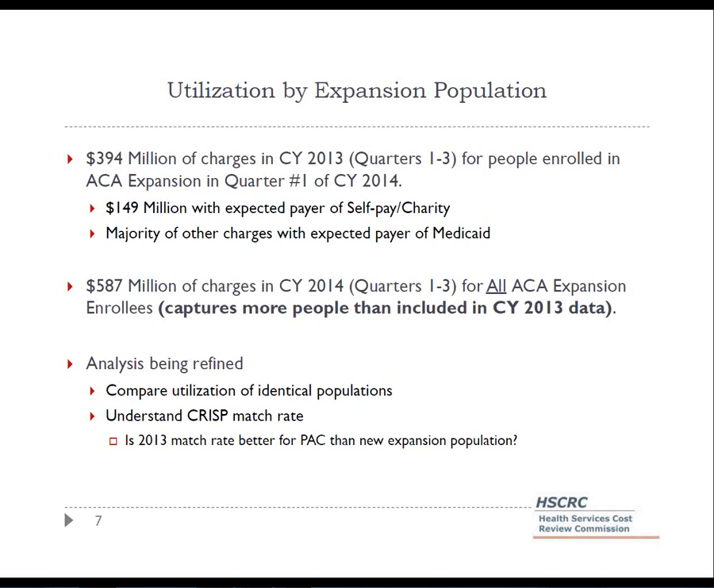And then for calendar 2014, we looked at the first 3 quarters of data for the Affordable Care Act group. And this includes everybody, not just people who were enrolled in the first quarter, but anyone who enrolled in the expansion at any point in the first 3 quarters. You see about $587 million of charges. So almost a $200 million increase in total charges. But again, it's not quite a perfect comparison. There are more people in the 2014 data. And we're working with CRISP to do a better apples-to-apples comparison so we can see exactly what that growth is. But there does appear to be overall growth in hospital utilization by this population.